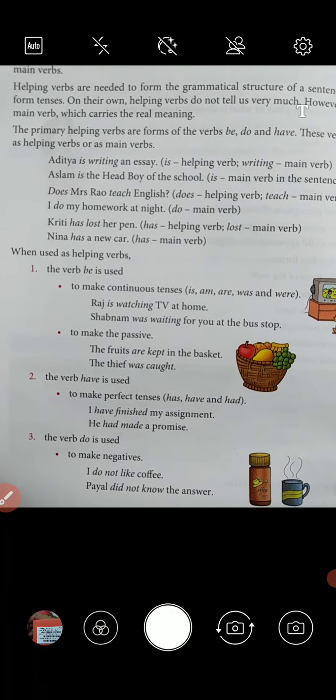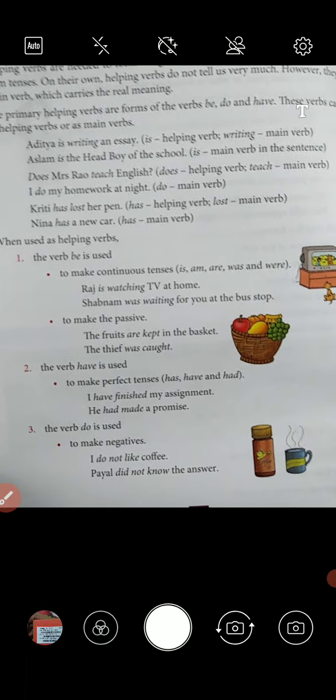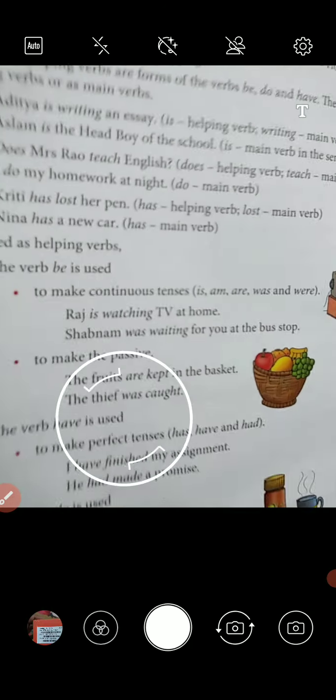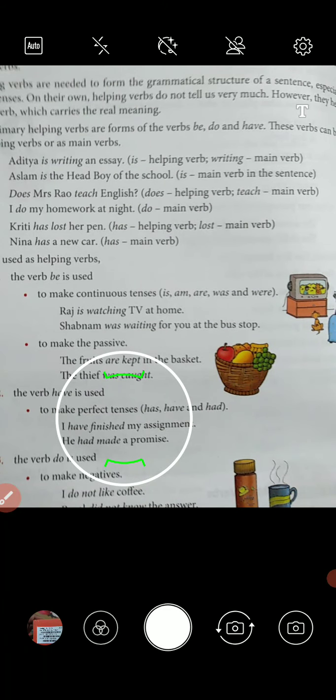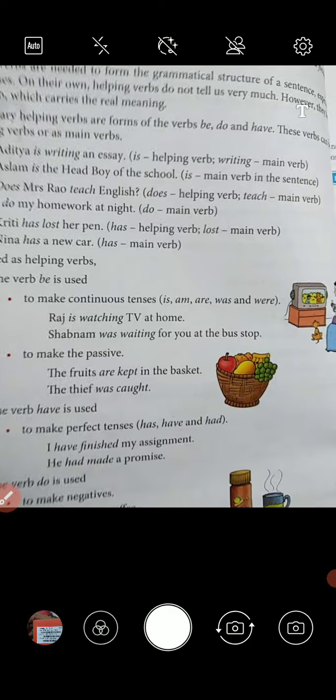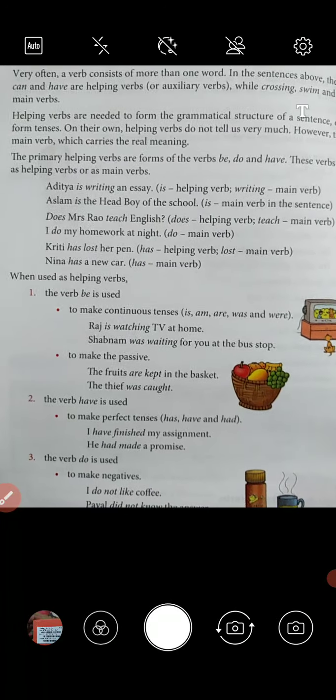Now, Shabnam was waiting for you at the bus stop. So what was she doing? She was waiting. So which is the verb? Here the verb is wait, and plus ing form, waiting. So waiting is the main verb in the sentence.